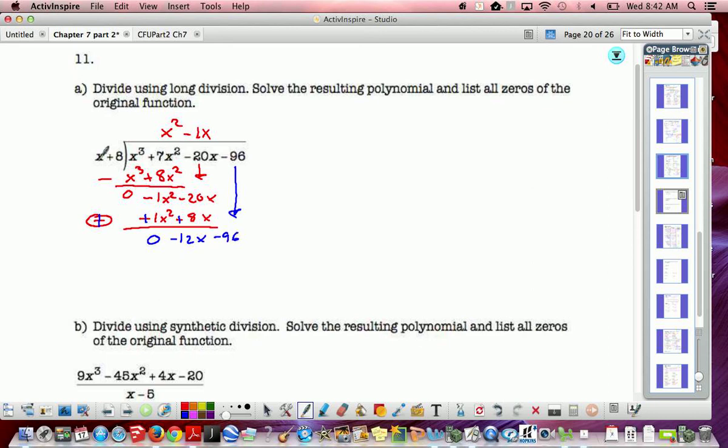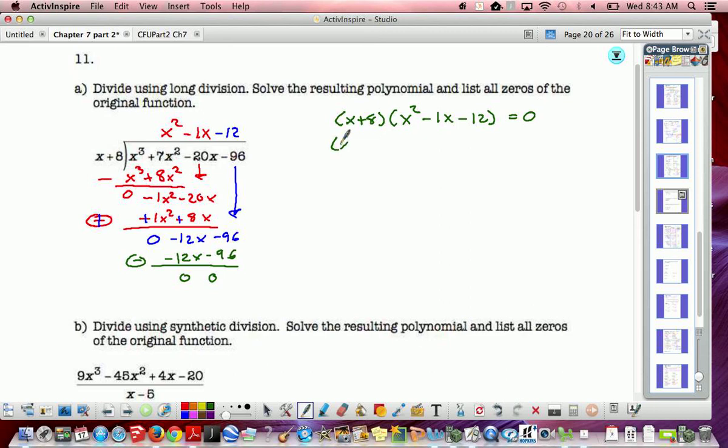Do it again. Ask yourself, what do I have to multiply x by to get negative 12x? Well, we multiply by negative 12. So when I do that multiplication, I get negative 12x minus 96. Notice how, again, when we're subtracting like terms, 0, 0, and we have it. So right now, we have x plus 8 times x squared minus 1x minus 12. We could say it equals 0 since we're trying to find the zeros.